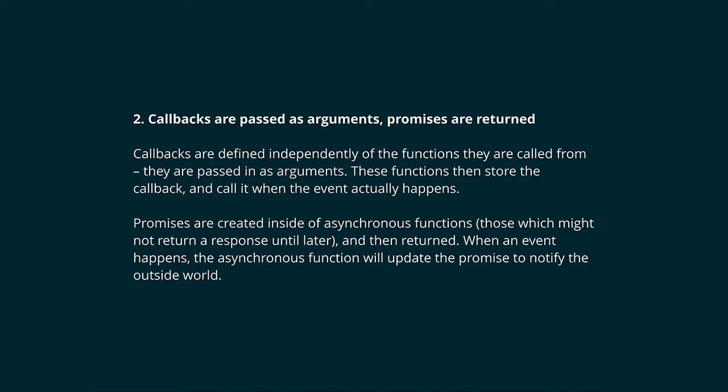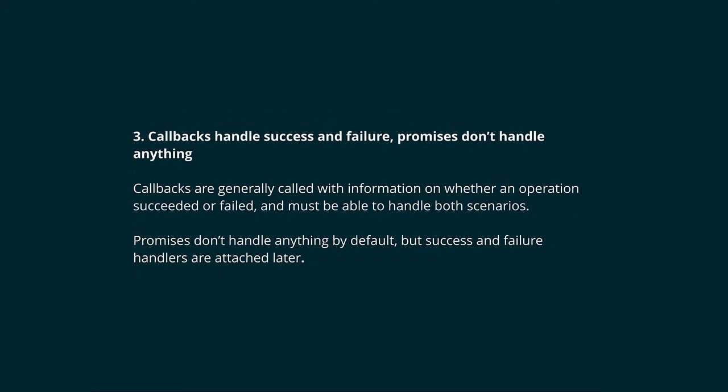Callbacks are passed arguments, promises are returned. So again, in the callback world, it's hard to return something because we don't know when it's going to come back. But promises have a guarantee that it's going to get something eventually, so it's safe to return from them. Callbacks handle success or failure.